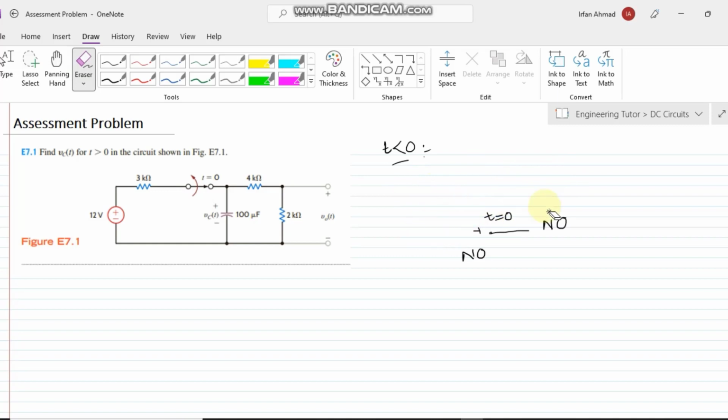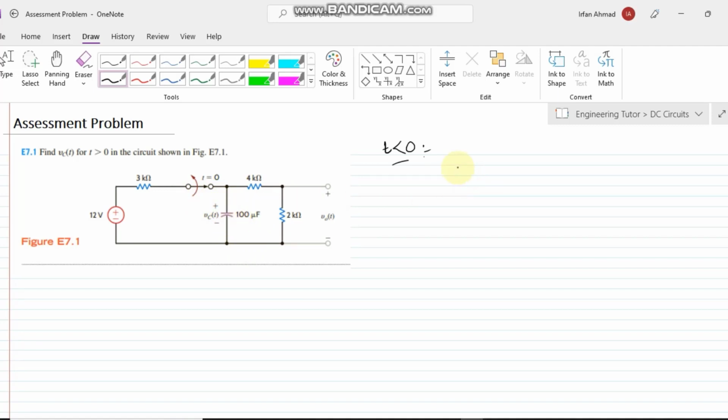That is the assessment problem 7.1, and here we have to find the value of Vc of t for t greater than 0. So what is t greater than 0, what is t less than 0, and what is t equal to 0? t less than or equal to 0 is the period in which the switch doesn't change its position. So let us start. This switch is the normally closed switch, and when the switch is normally closed, here we have a capacitor.